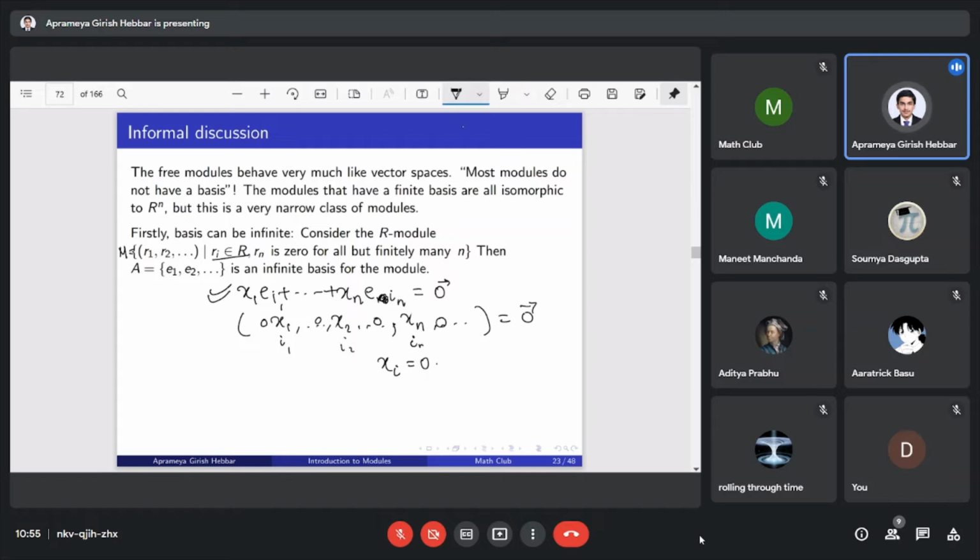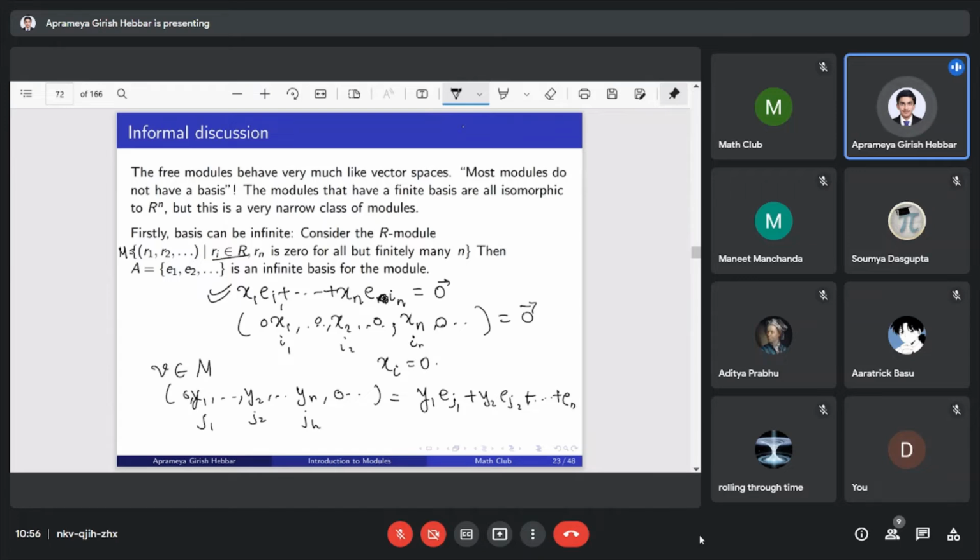And further, given any element v in M, you only have finitely many of them non-zero. Let's say you have some y1 over here and y2 over here and yn over here, and the rest all are zeros. So only finitely many of them are non-zero. You can see that this will be a linear combination of some eis. If these are the j1th position, j2th position, and the jnth position, then this will be equal to y1 e_j1, y2 e_j2, and so on.